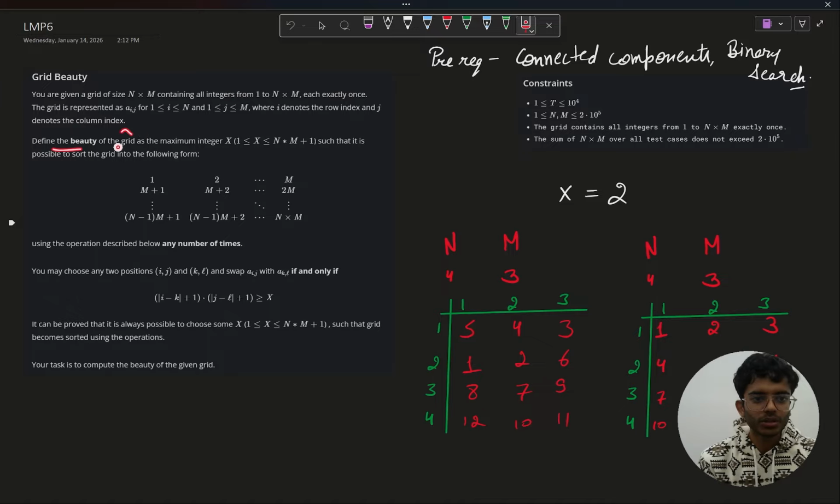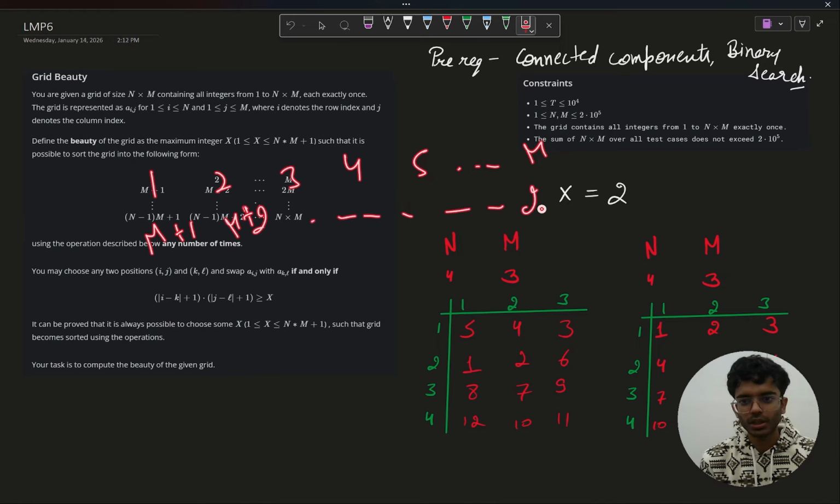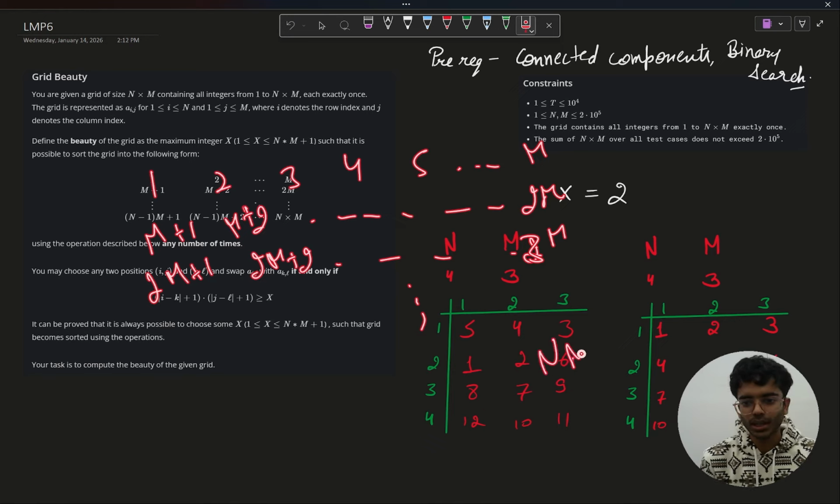Now we define the beauty of the grid as the maximum integer x, such that the whole grid can be sorted. Now what do we mean by sorted? We'll simply write all of these as 1, 2, 3, dot dot dot till m, then m plus 1, m plus 2, dot dot dot till 2m, then 2m plus 1, 2m plus 2, dot dot dot till 3m, and so on up till nm.